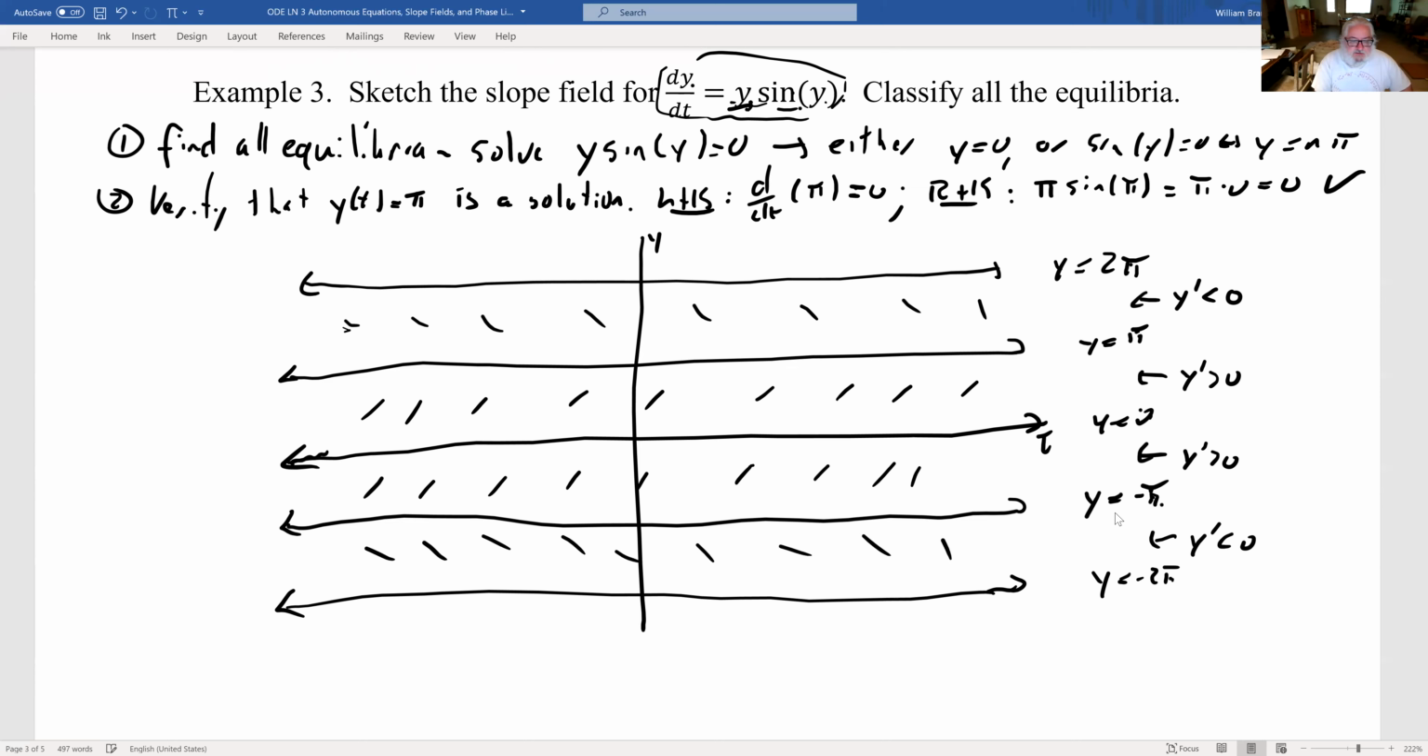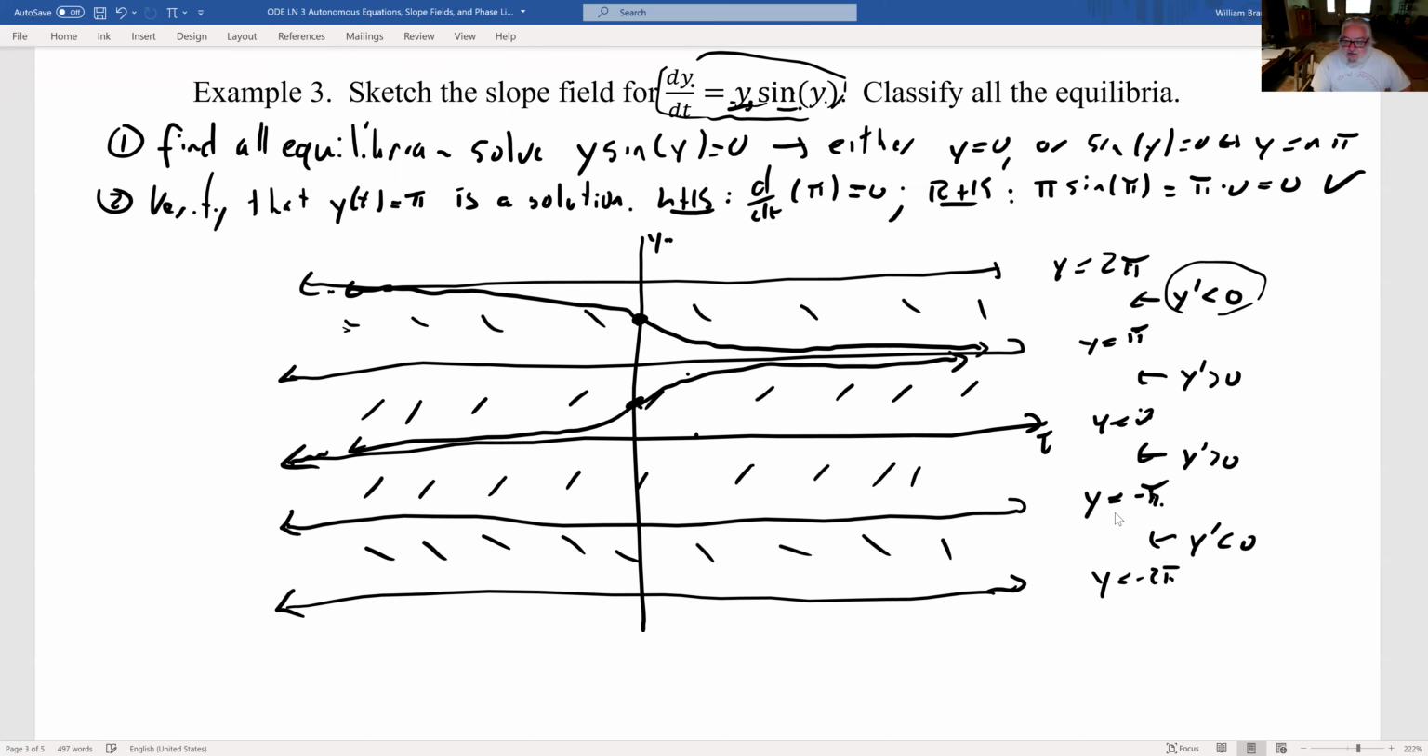Now we can sketch some solutions. Anything that starts between pi and 2 pi, in forward time is going to approach pi, and in backward time is going to approach 2 pi. Anything that starts between 0 and pi, in forwards time is going to go up, and in backwards time going to go down. So negative derivative means decreasing, positive derivative means increasing. So this one is also like this.